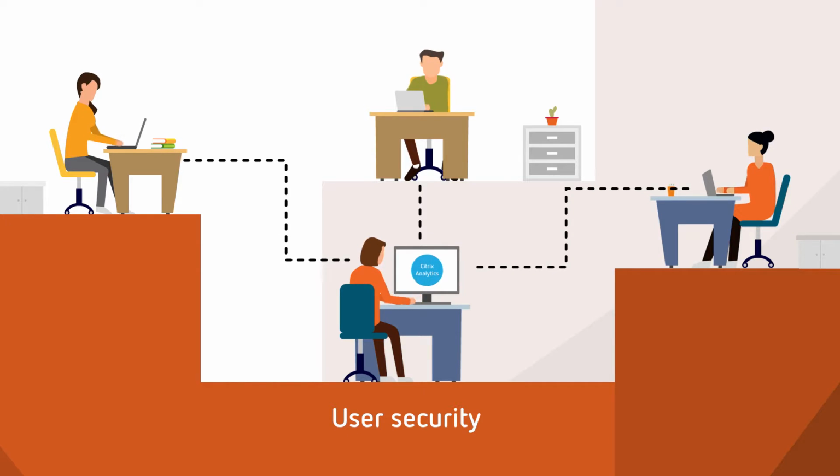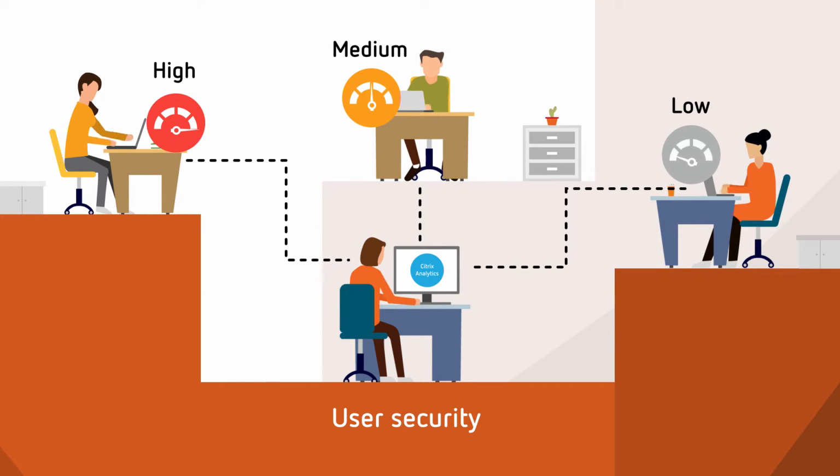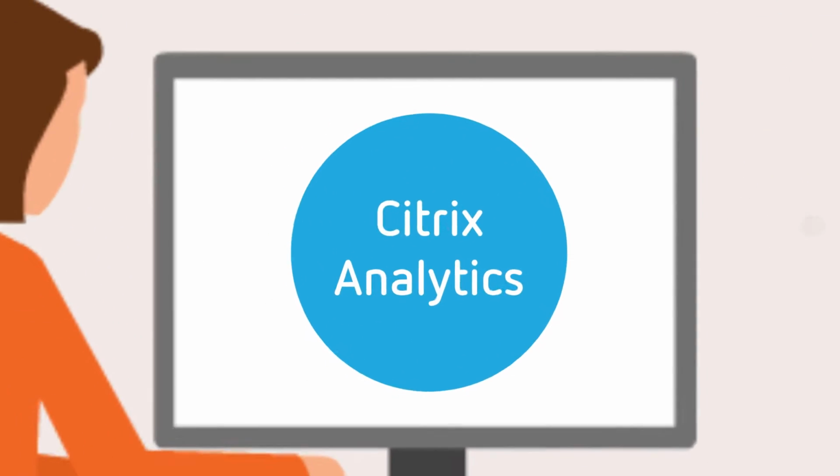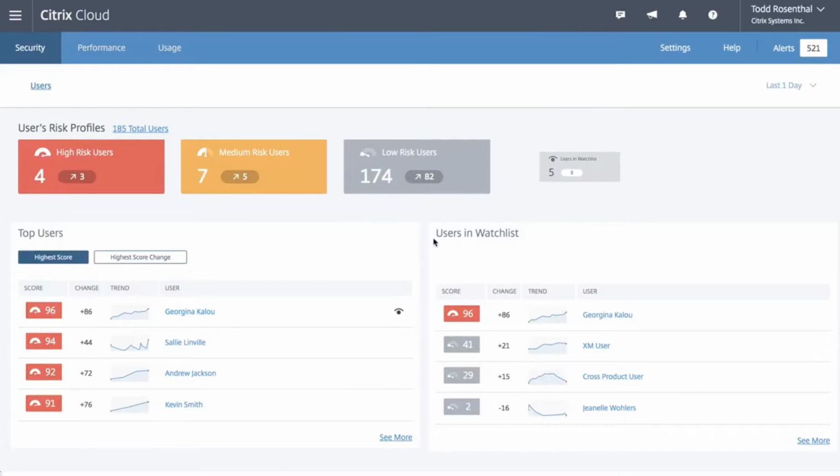Here, Citrix Analytics can see every user in your organization and creates an associated risk profile. Risk indicators compare anomalies to an evolving baseline, grouping the users into three categories: high, medium, and low.